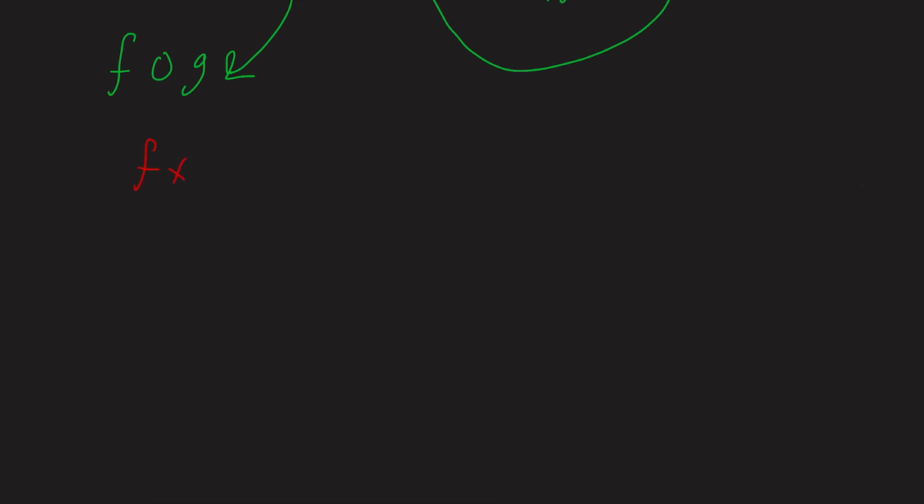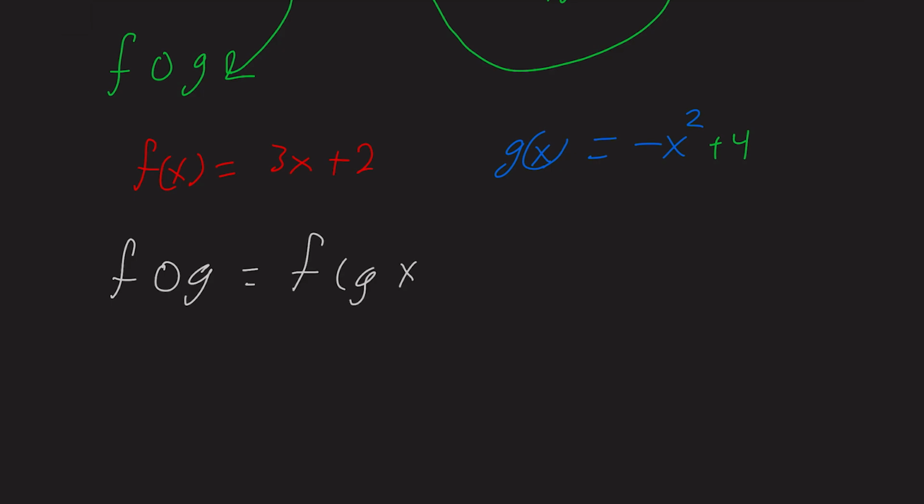Let's say I gave you f of x equals 3x plus 2, and I gave you a different function g of x equals negative x squared plus 4, okay? So let's say I wanted you to find f of g, okay? And I wanted you to find it as a function of x. So that equals f of g of x, okay?